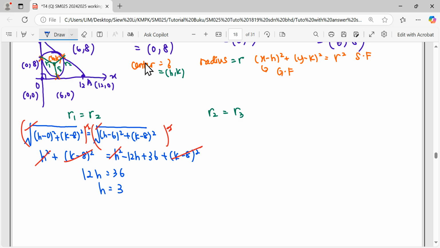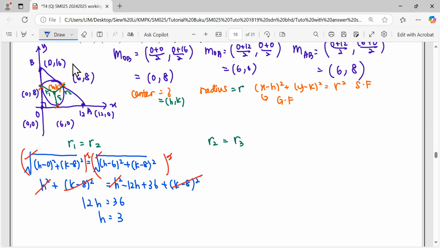I want to find the other value, the y coordinate k, by comparing R2 with R3. When I compare radius 2 to radius 3, we build the distance between 2 points from the center to (6, 8). So it will be (h minus 6) squared plus (k minus 8) squared equals the distance to the other point, radius 3, (h minus 6) squared plus (k minus 0) squared.